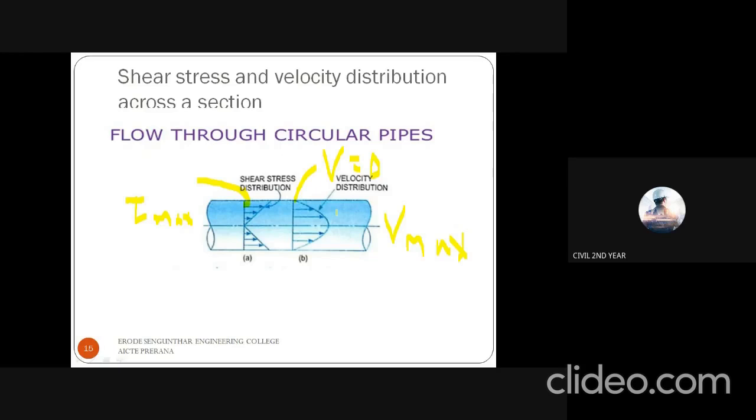So what is the value of the shear stress at the center of the pipe when flow of water is happening? And also they will ask for this diagram, the velocity distribution diagram and also the shear stress distribution diagram for flowing liquids, which is a very important question for the GATE exams.